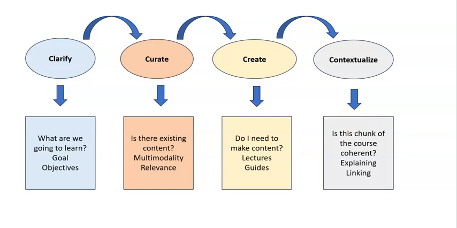So the first is to clarify, right? What are we going to learn? What are the goals and objectives? Once we have that figured out, we want to curate content. Is there existing content? Do I have to make it from scratch? Or are there resources available that I can leverage to use in the course? So generally, we think immediately of the textbook, any readings that are already in our syllabus.